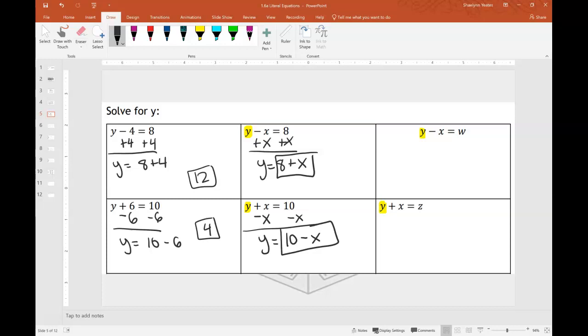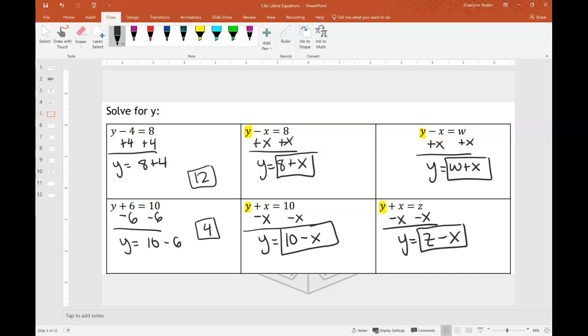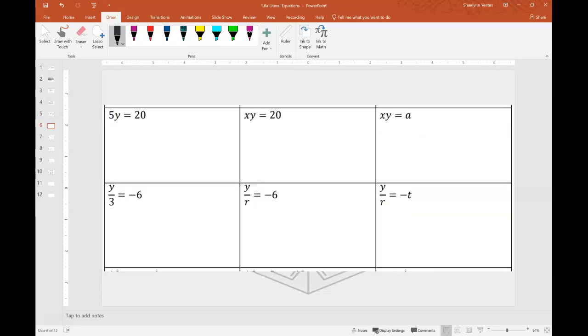Alright, on this next one we're going to practice it again. We're just going to add x to both sides. And I end up with y equals w plus x. That's fine. It has all letters. They weren't like terms, we couldn't combine them. Right here we're going to subtract x from both sides. And we end up with y equals z minus x. Again, that's fine. We didn't have like terms, there was no combining. On the first two problems, we had like terms. We could come to a single solution, a single number. But in those ones, we couldn't.